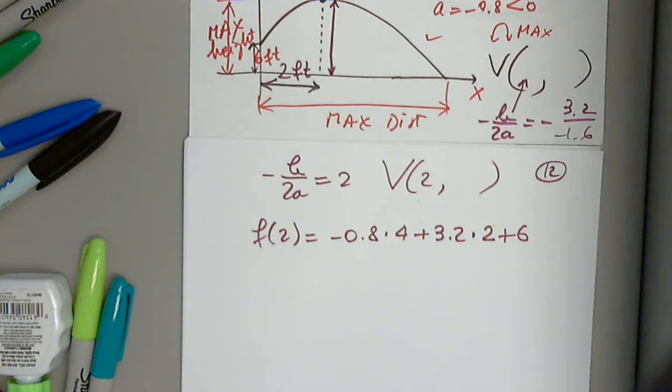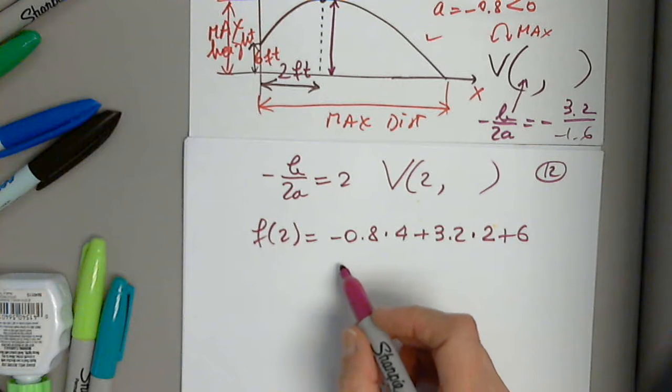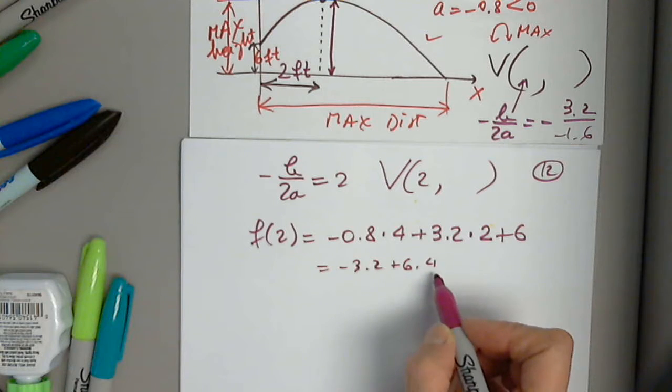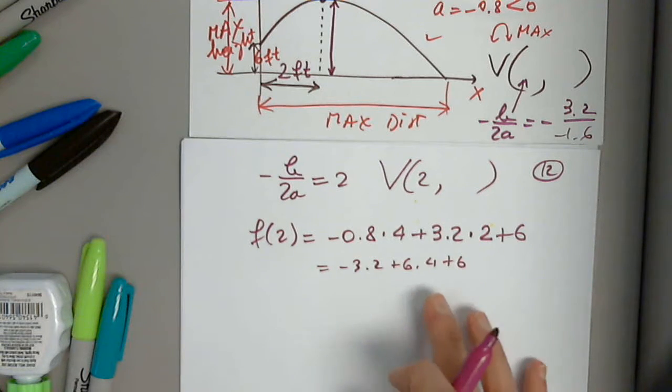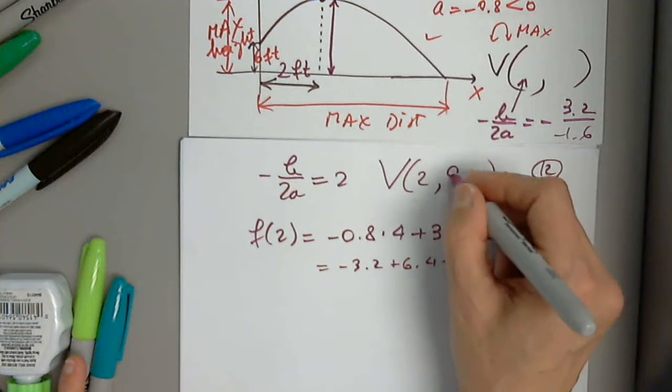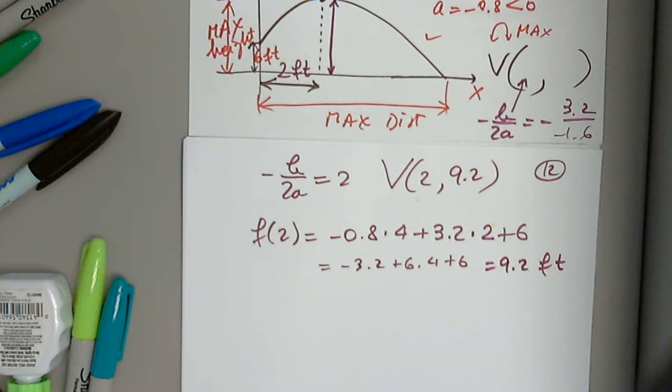I'm charging this calculator. The battery kind of died. How much? So I don't think I need the calculator. So this is negative 3.2. And this is 6.4. And plus 6. So this is 3.2. So this is 9.2. Correct me if I'm wrong. I got 9.2. Is that okay?